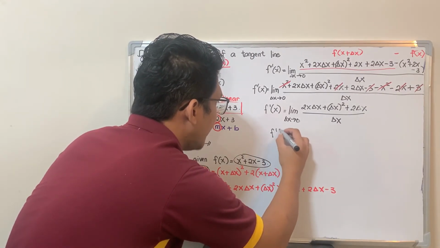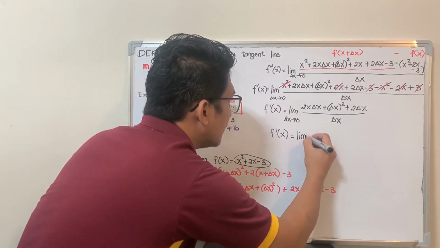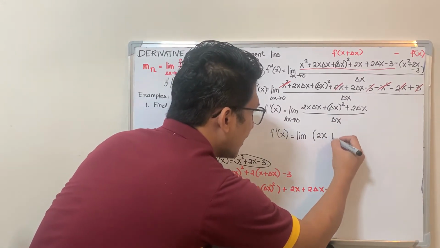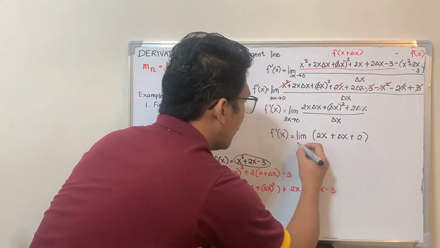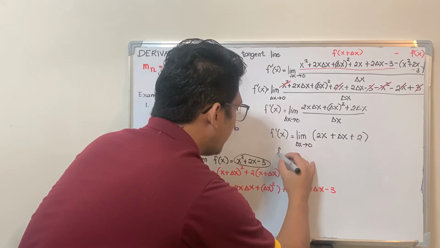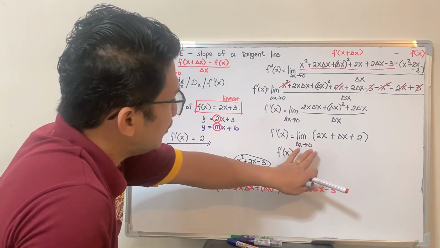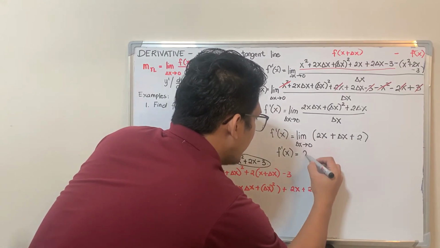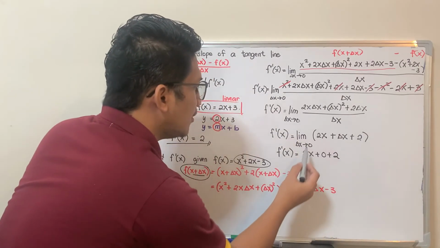So f prime of x is just equal to the limit. Divide, so 2x is left. Divide, so delta x is left. Divide, 2 is left, as delta x approaches 0. So, lastly, you will come up with f prime of x. Of course, with the limit concept, all you have to do is substitute 0 into this function. So this becomes 2x plus 0 plus 2. So 0 is the delta x.